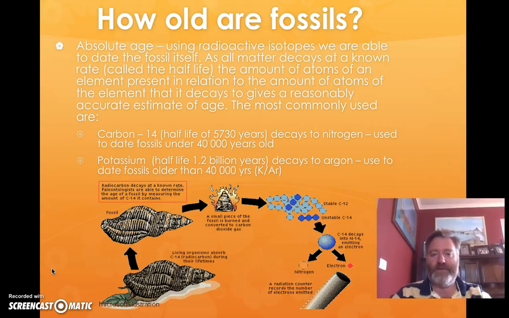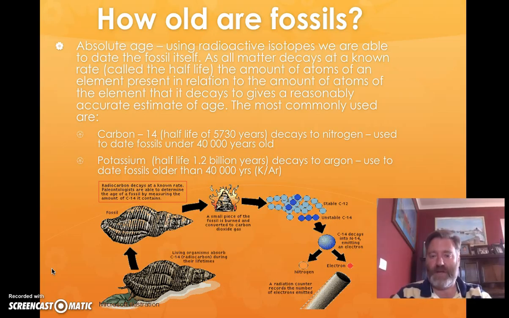We can also do a thing called absolute age, which we use either carbon-14 or potassium-argon dating. There are some other forms as well. But carbon-14 is used for reasonably young fossils, about 40,000 years old, and carbon-14 will decay to a thing called nitrogen. So we're looking at chemicals, the elements on the periodic table. Everything's of course decaying and releasing radiation, but we'll talk about that another day.